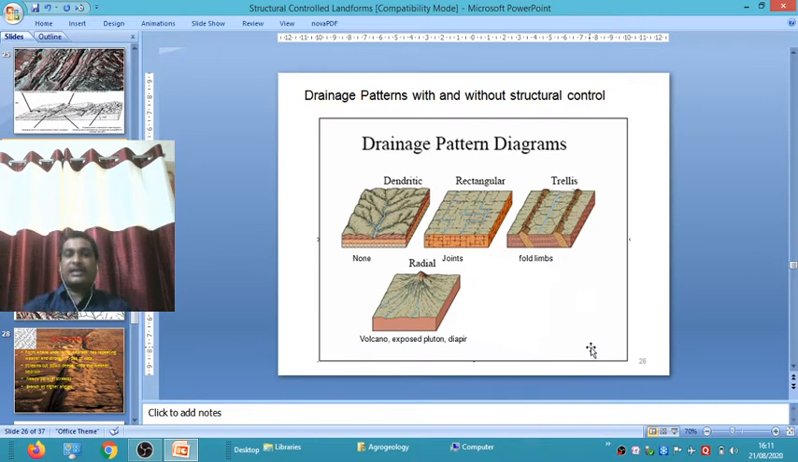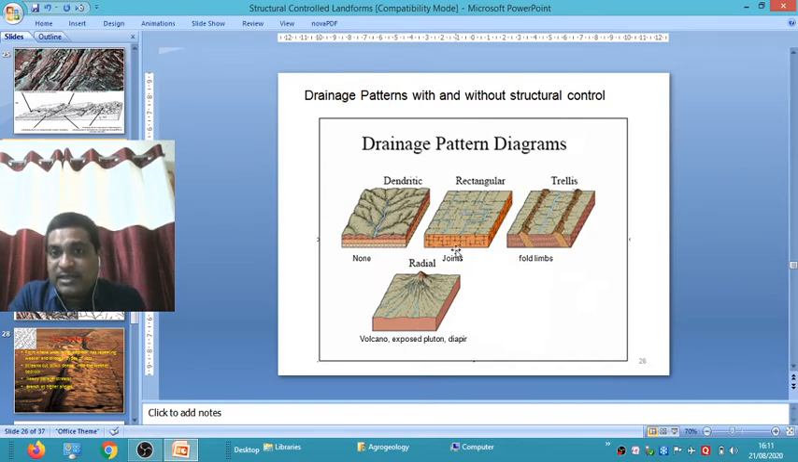This is another picture of consequent, subsequent, obsequent and insequent slopes. These are the different drainage patterns. You see in this figure, this is the dendritic drainage pattern. It is a very simple drainage pattern. They join one by one, tree-like structures, root-like structures joining one by one. You see this diagram. This is first order, then second order, and when two second order streams join, a third order stream is developed. This is the dendritic drainage pattern.